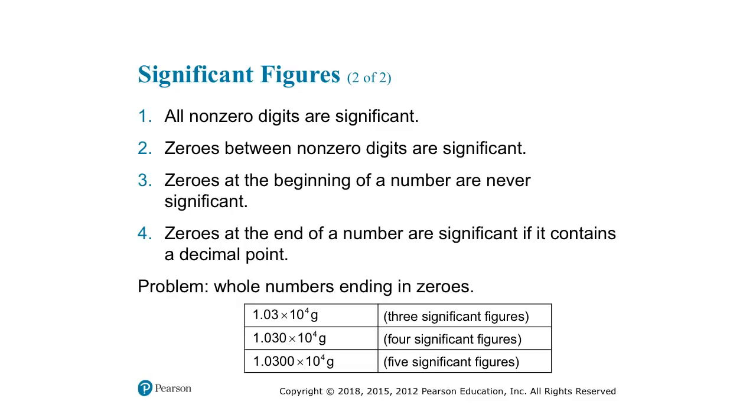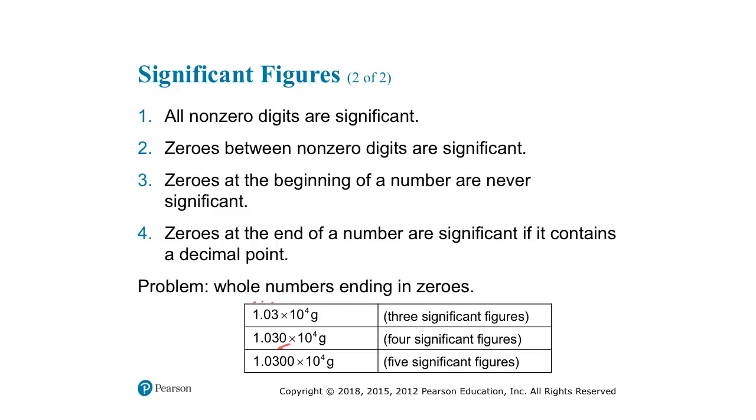We see 1.03 times 10 to the 4 grams. That's signifying 3 significant figures because I see 3 digits here. So 1, 2, 3, there's our 3 significant digits. Throw on a 0 after the 3, that's signifying the quantity with 4 significant figures. Add another 0, that's 5 significant figures.